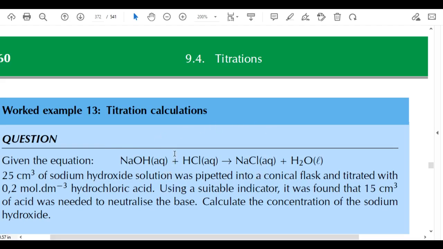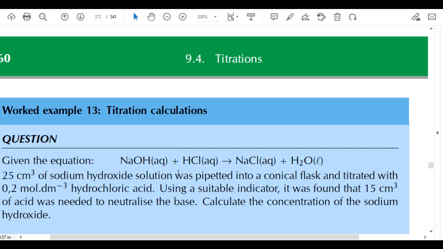Also, we have to consider charge. Charge must be the same on the left and on the right. Okay, guys, so now we can go on with the statement.